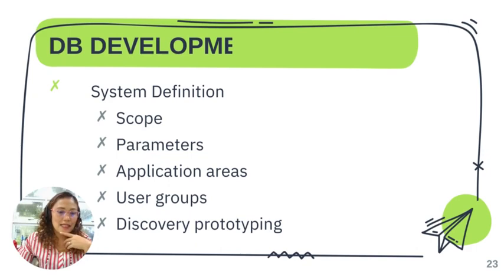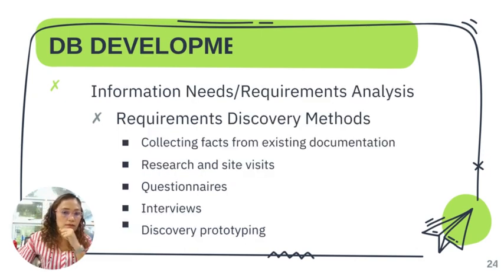So next is, after the planning, you have the system definition. When you say system definition, you have to identify the scope, the different user groups, the application areas, the parameters involved in your system, and you are going to do the discovery prototyping. Then next is the requirements or information needs, or requirements analysis phase.